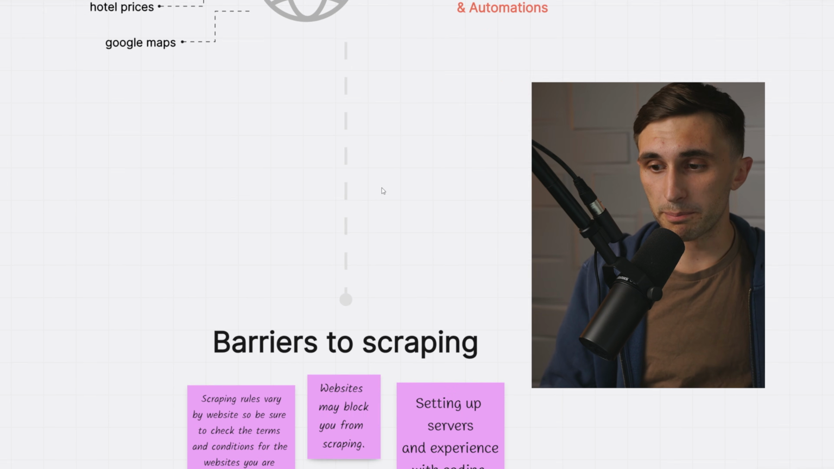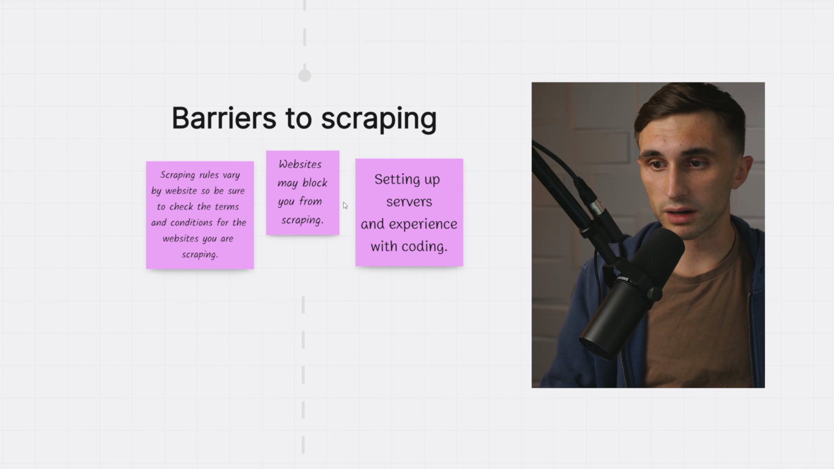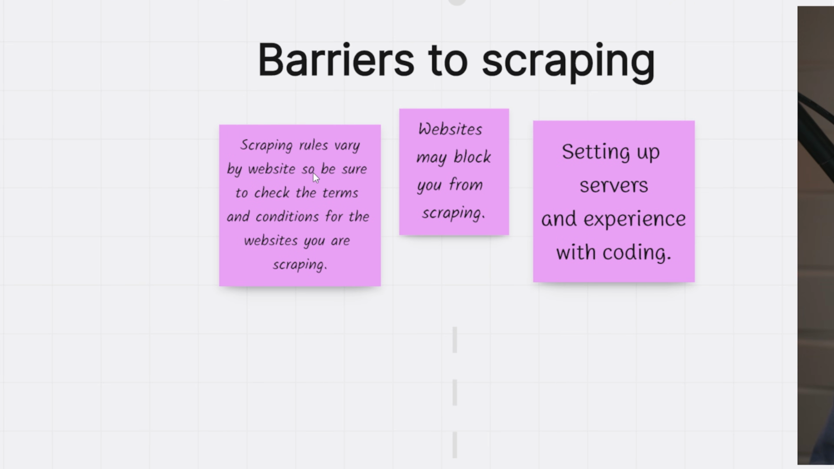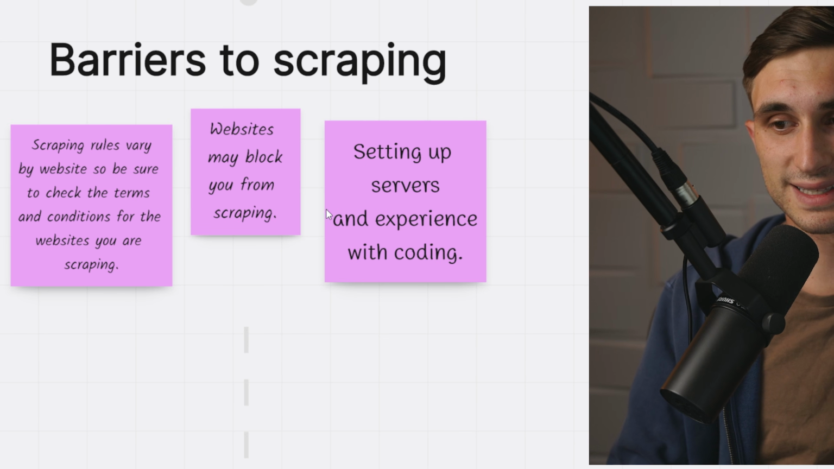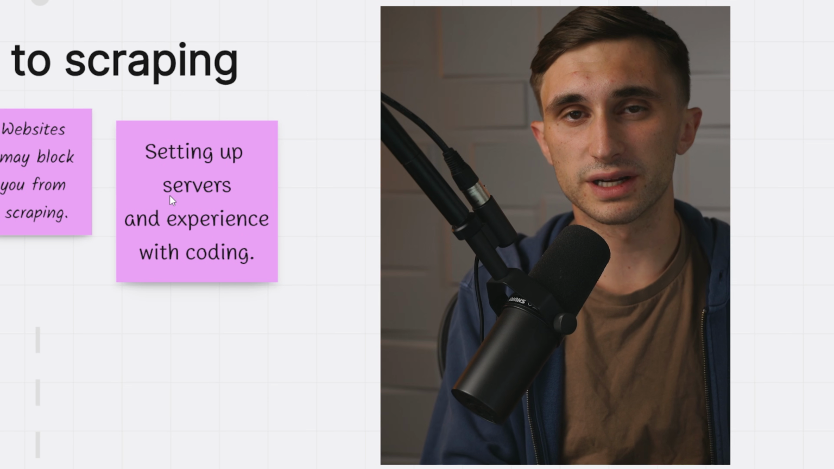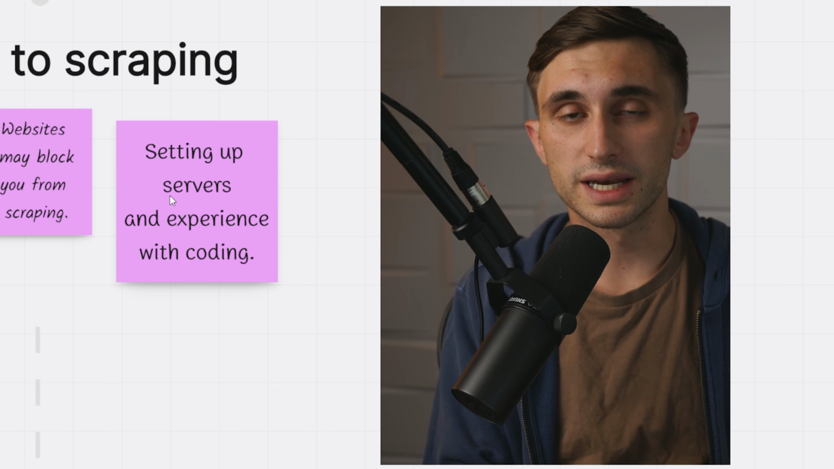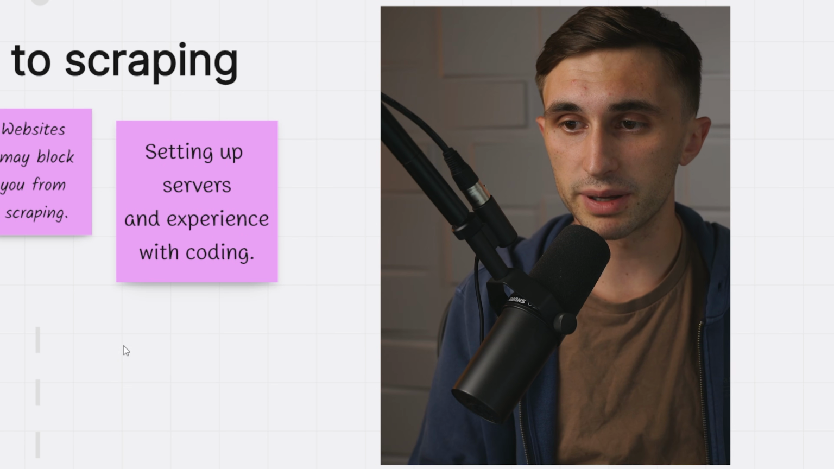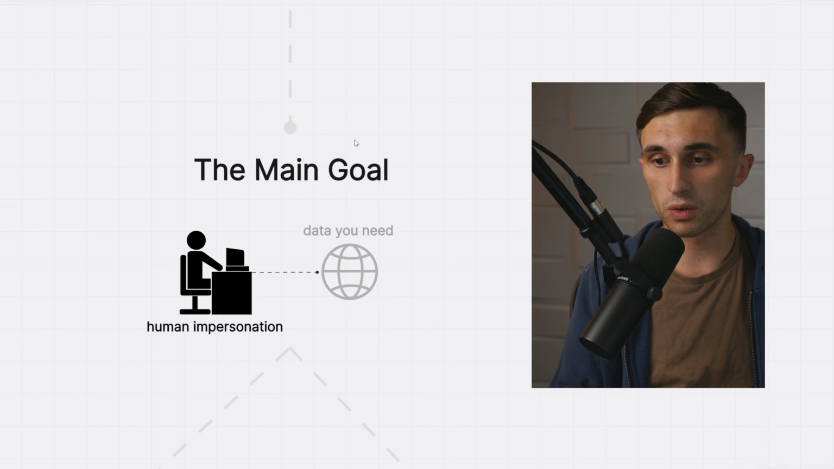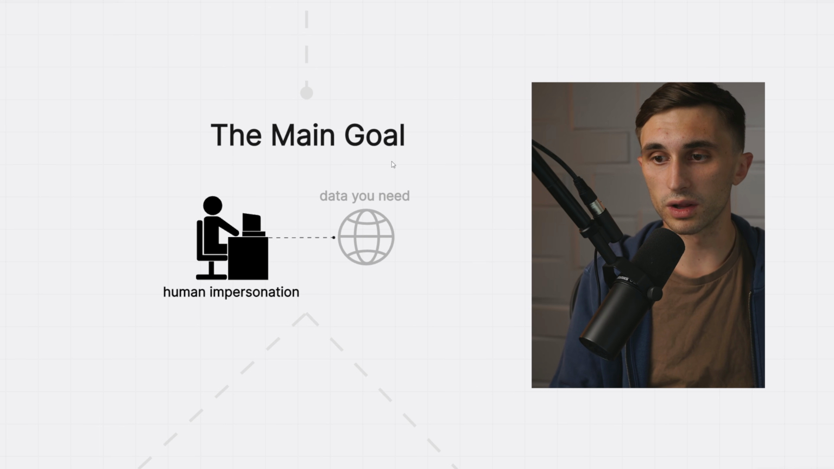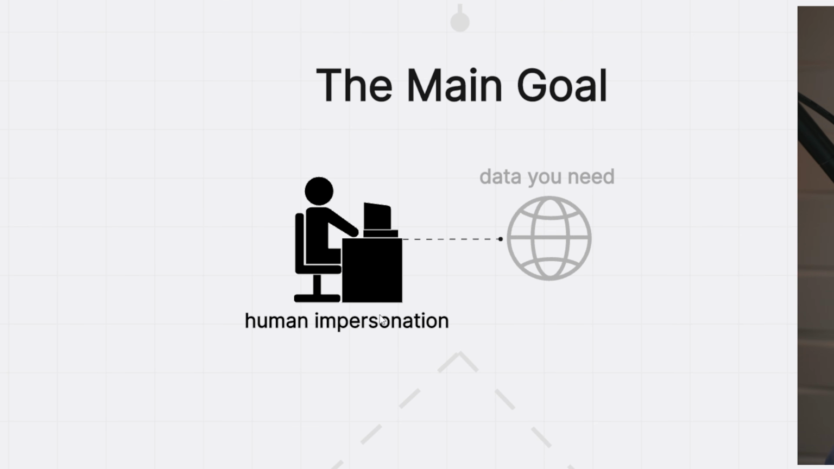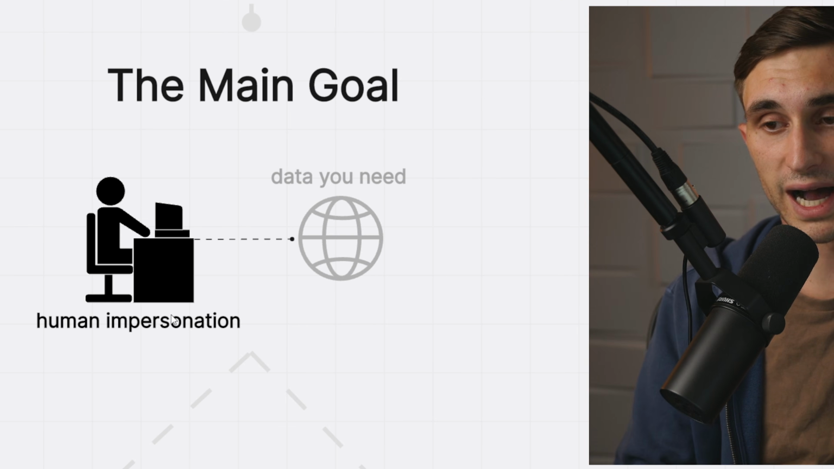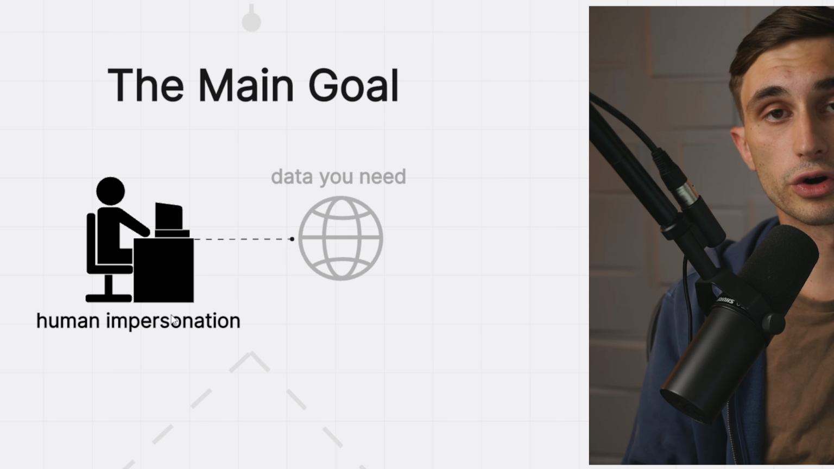But there are some barriers to scraping that you'll need to be aware of. There are scraping rules that vary by website, so be sure to check the terms and conditions for the websites you're scraping. Websites may also block you from scraping, and setting up servers and having experience with coding and being a developer, not all of you are going to fit into that picture. So here's the deal. Here's what we need to do. The main goal of scraping is to impersonate a human, to look like a human using the internet, grab all of that data with a robot, and then put it into your automation or your AI agent.